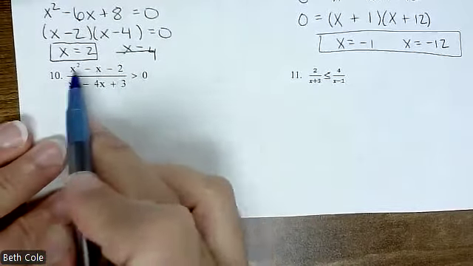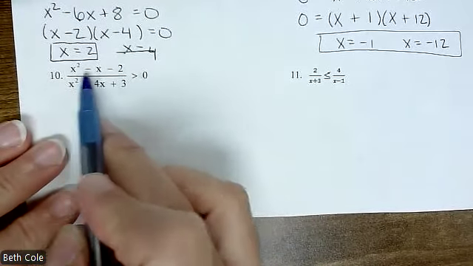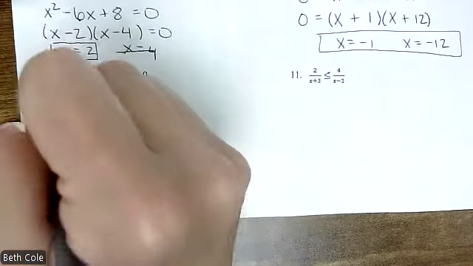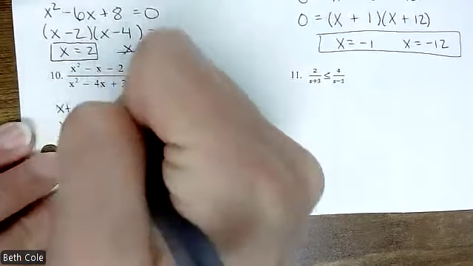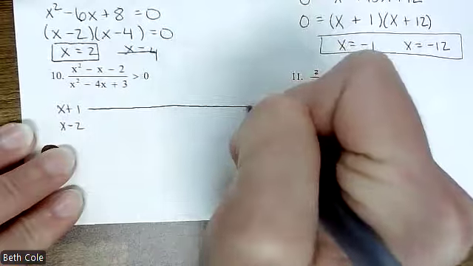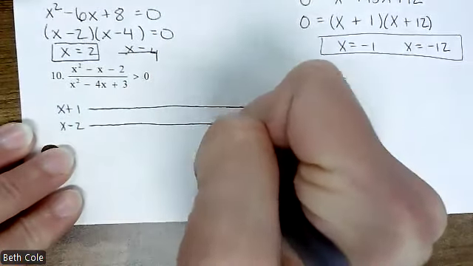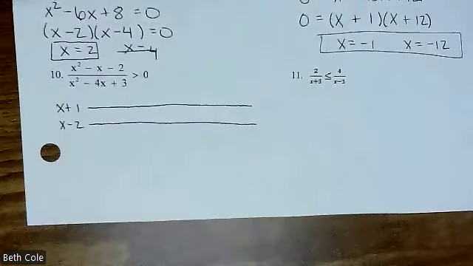All right, numerator is going to split x plus 1, x minus 2. To save yourself some space, just go ahead and write it like this. x plus 1, x minus 2. You're going to have a number line for both of those.